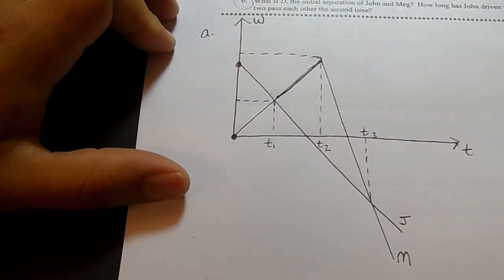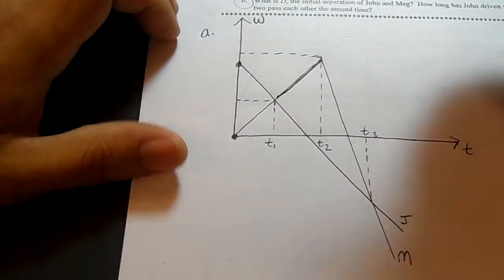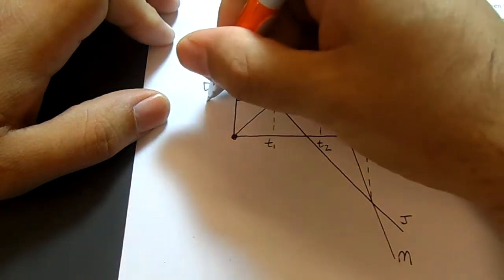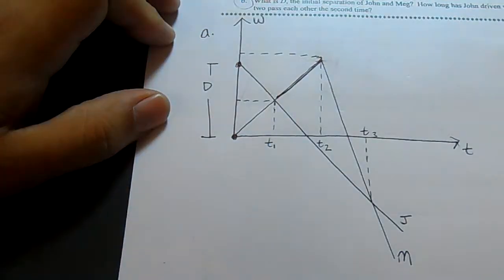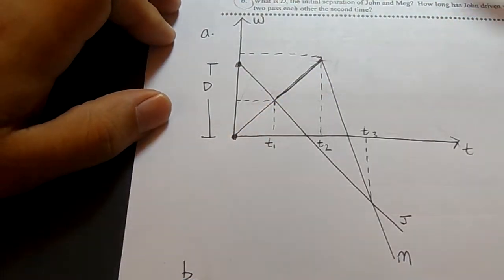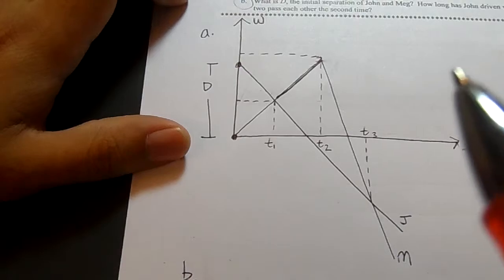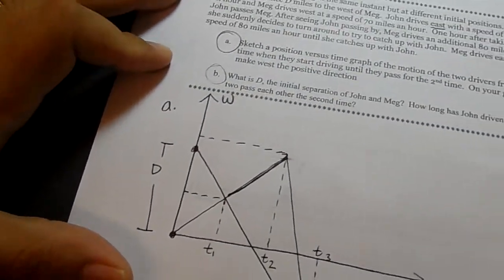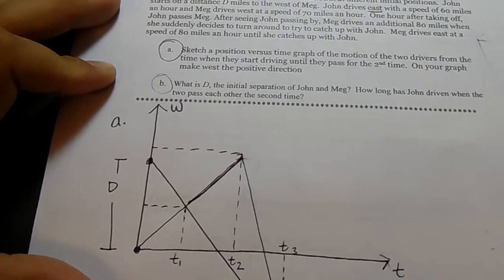So part B, the first part says, what is D, the initial separation of John and Meg? So we want to find, in other words, if I label on my drawing, this distance, the initial separation. Right? Okay, so B. What do I know? If I go back up to the question, hopefully you can read that.